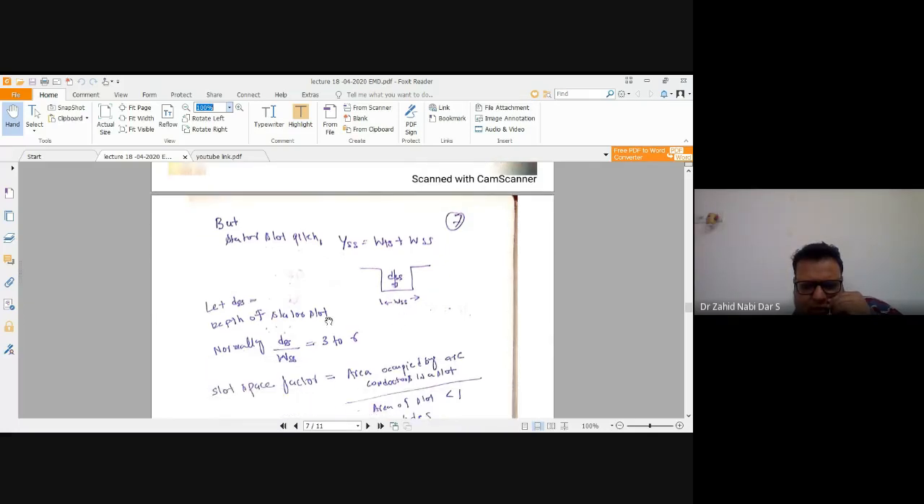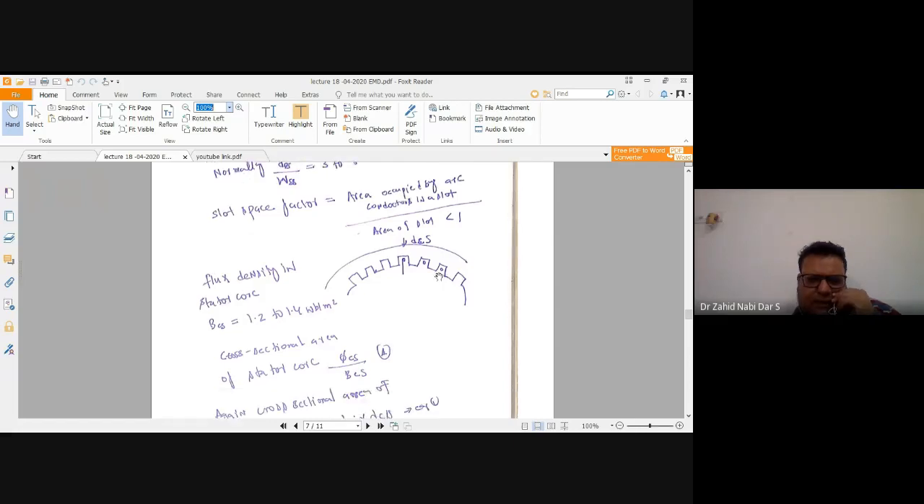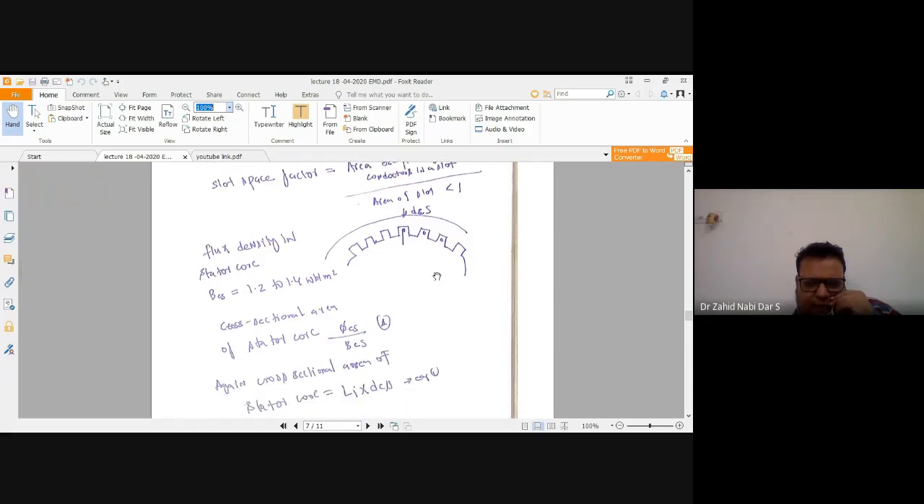So the depth of the stator slot normally is between 3 to 6. And see here, I was trying to explain like this. This was your WSS, and then this is the DSS. So what is slot space factor? It is the area occupied by the conductors in a slot divided by the area of the slot, less than or equal to 1. So these are some standard values which we are getting.